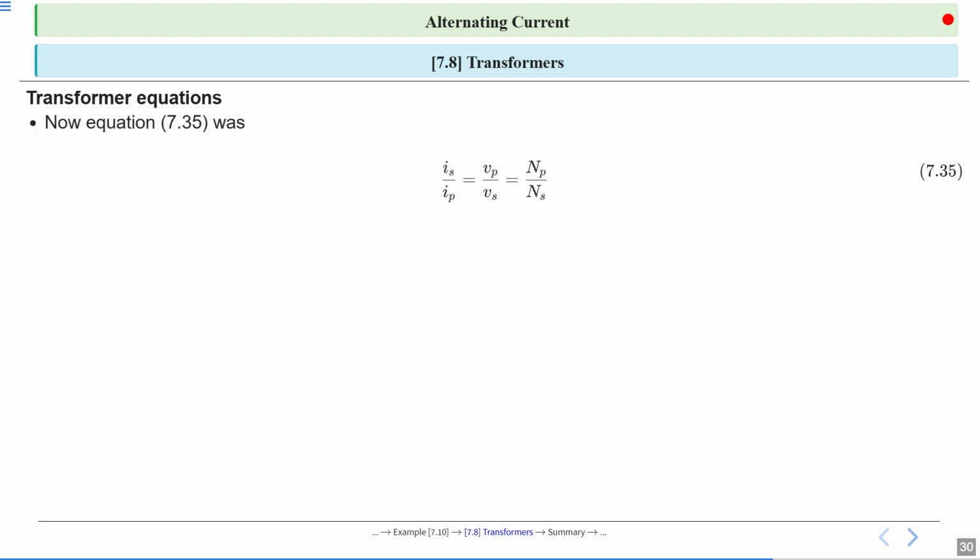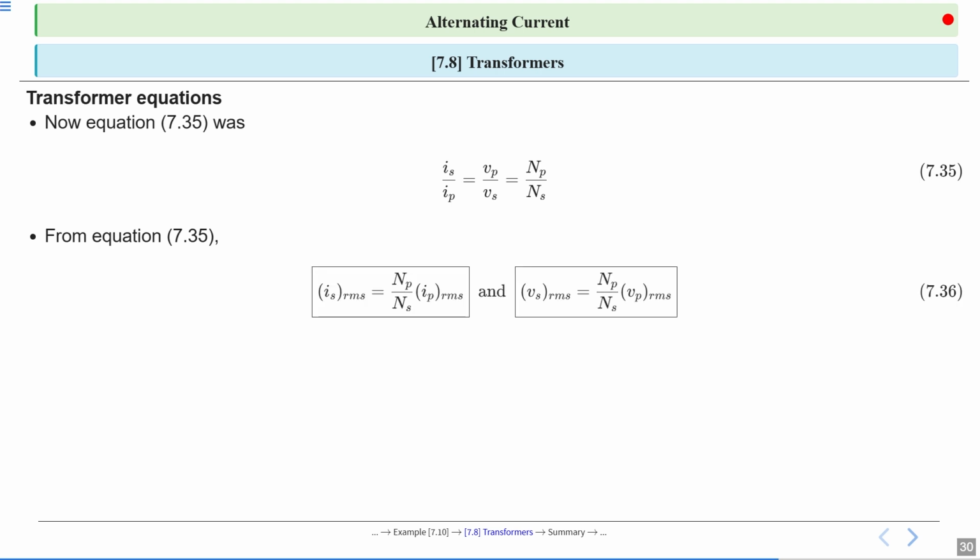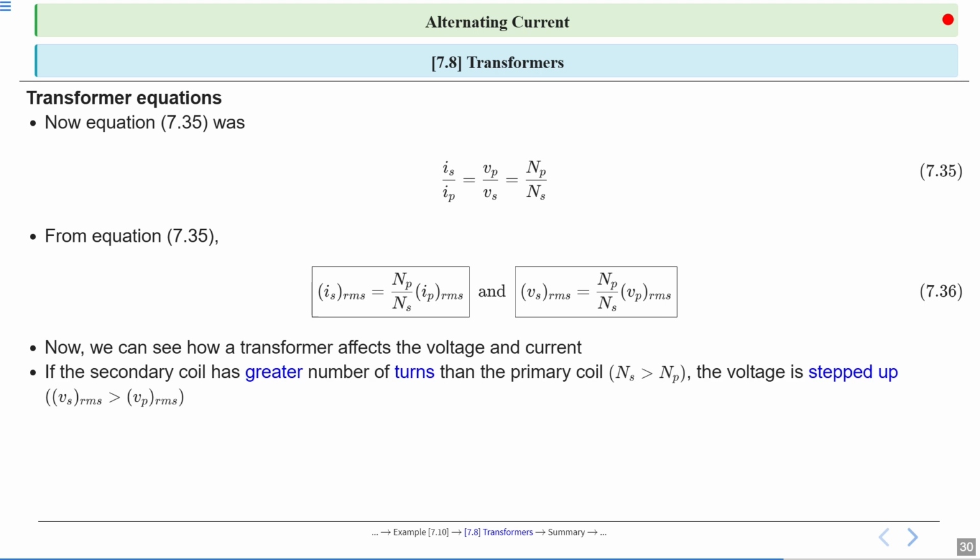Now equation 7.35 was IS upon IP equal to Vp upon Vs equal to Np upon Ns. From this equation we can write IS RMS will be equal to Np upon Ns into IP RMS, if we put IS upon IP as equal to IS RMS upon IP RMS as we have discussed. And Vs RMS will be equal to Ns upon Np into Vp RMS. We can write the ratio of currents or voltages in terms of RMS values only. This is the conclusion. So we can see how a transformer affects the voltage and current.